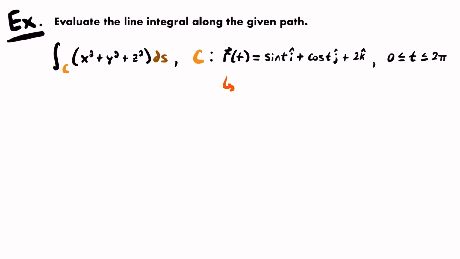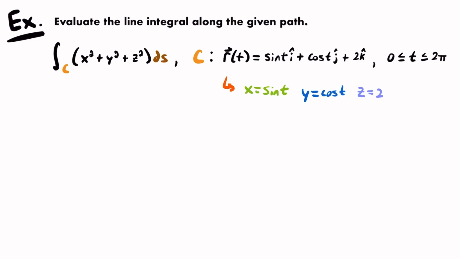So in this case, we know that x is equal to sine t, y is equal to cosine t, and z is equal to 2. Those are the parametric equations that represent the curve in space that we are considering for this line integral. And so we can use those parametric equations to help us start setting up the line integral. We also know that the bounds of integration in terms of t will be over this interval from t equals 0 to t equals 2 pi.